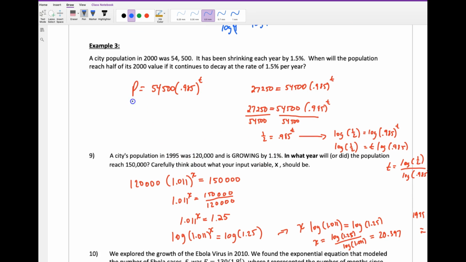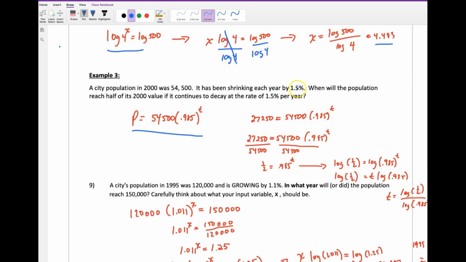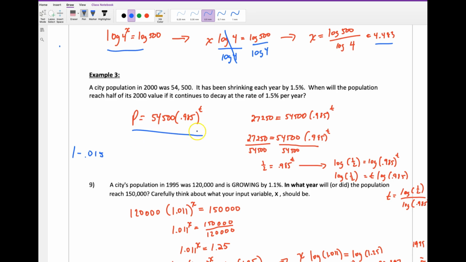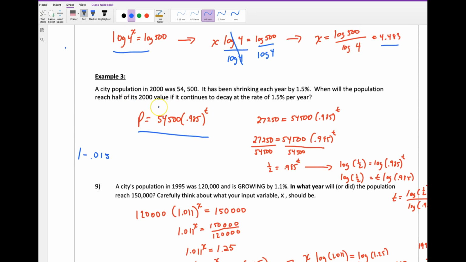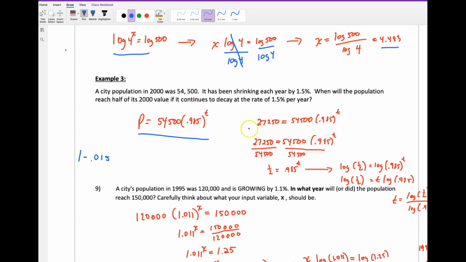So here's the equation set up for the population because it's been shrinking 1.5%, and 1 minus 0.015 would be 0.985. And then we're looking, when will it reach half of its value? So it was here. And so we're trying to find out when is that equation equal to half of 54,500 divided by 2, which is equal to your 27,250.